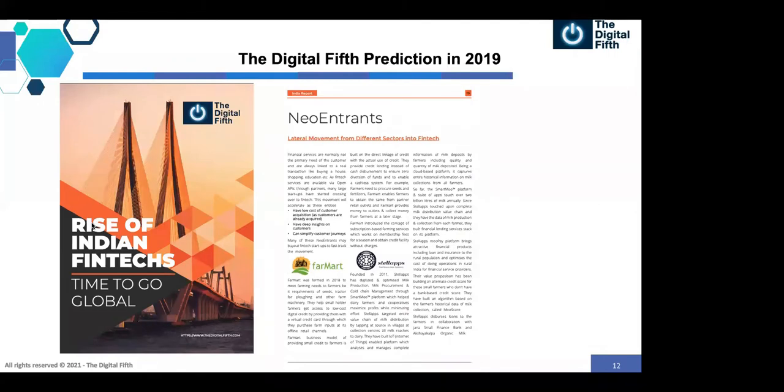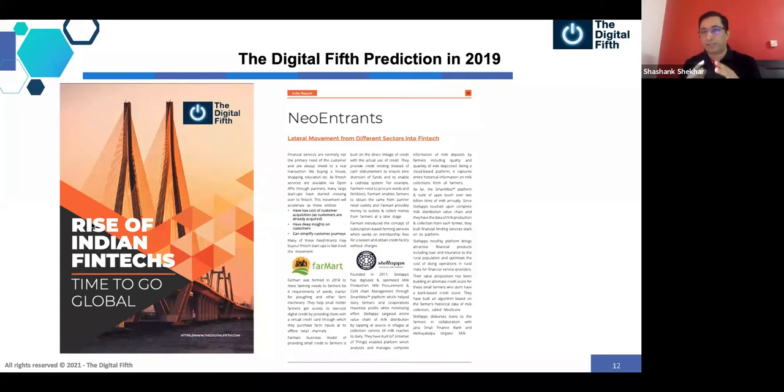I think we use the term neo-entrants, the guys who are trying to enter this market of financial services. For example, Farmart, which is like a farmer market kind of place, started providing financial services on their platform, or the startups. Those are some of the stories that we covered. So here we'll try to get into more detail on what they are actually doing.